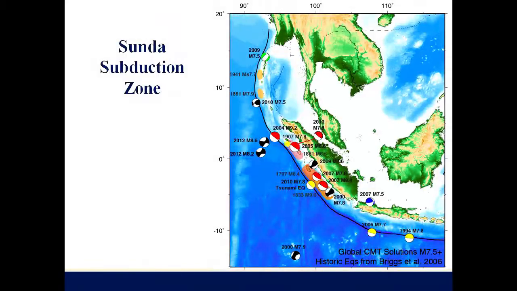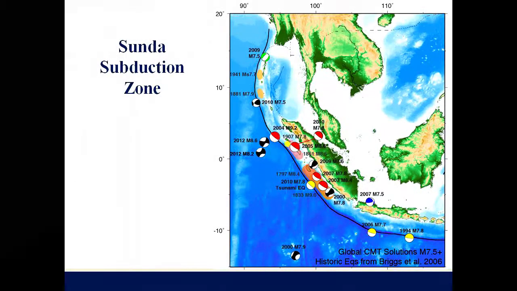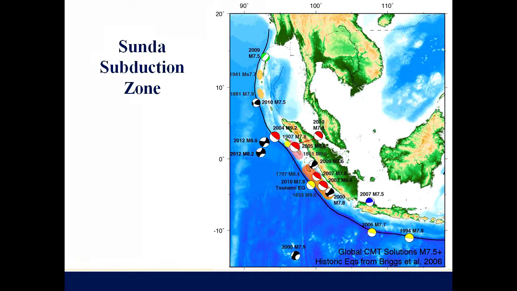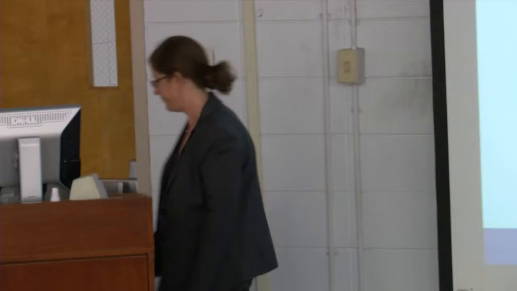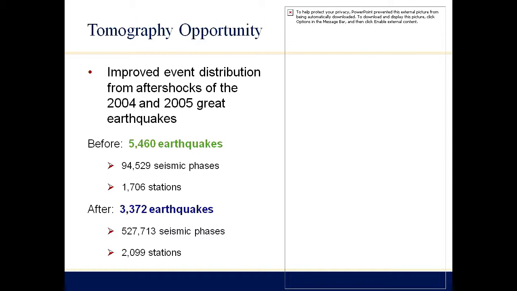What about Costa Rica? Or, sorry, what about Sumatra? Here is the Sunda subduction system and the history of big earthquakes starting in 2004 that has developed along this system. Now, the 2004 earthquake was tragic, right? But we're going to take a little bit of a pragmatic approach and view it as a tomography opportunity, because the aftershock sequence illuminated a section of the seismogenic zone that had very poor resolution prior to the earthquake.